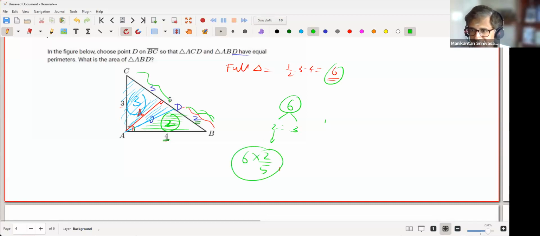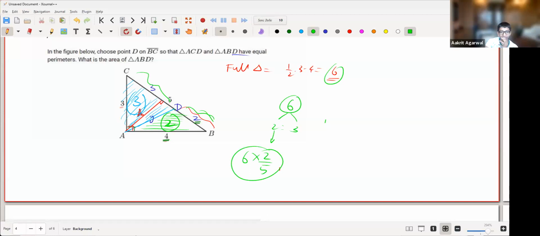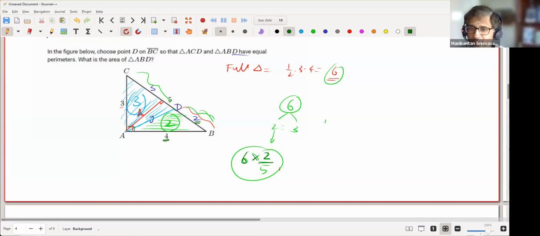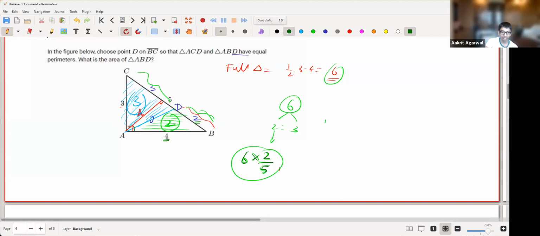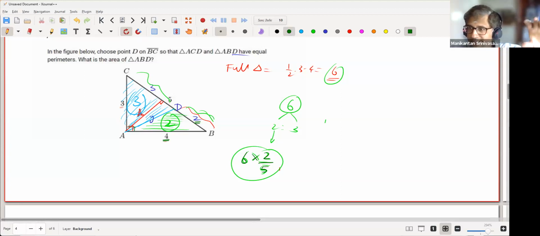Bas, matter khatam. But won't the ratio of the areas be squared? No, they are not similar triangles. They are two triangles with the same height but different bases. What you are saying is, if there are two similar triangles, then the ratio will be the scale factor squared. Here the two triangles ADC and ADB are not similar. They have different bases but the same height.